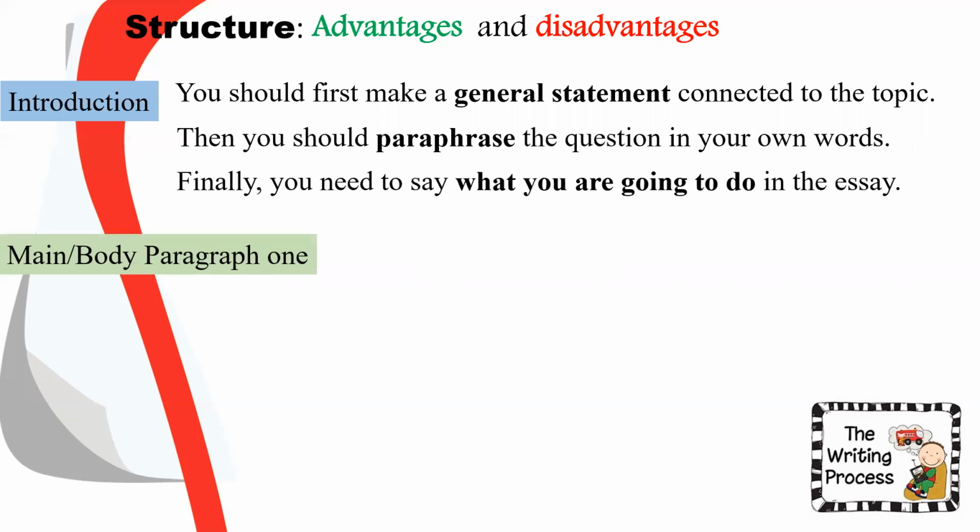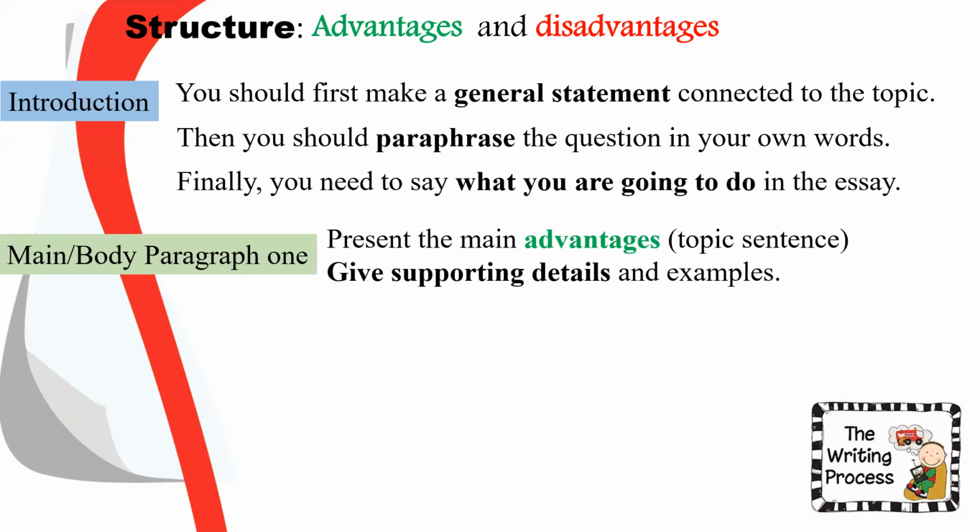In the main or body paragraph 1, present the main advantages, starting with a topic sentence, and then give supporting details and examples. A topic sentence is a sentence that comes at the beginning of the paragraph. It identifies the main idea of the paragraph, and it tells the readers what the rest of the paragraph is about. We will see examples of these topic sentences. Here we're talking about advantages.